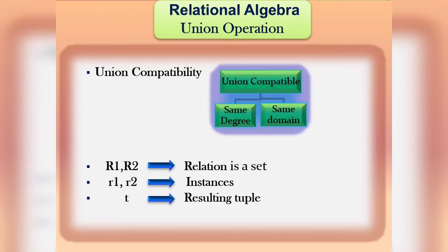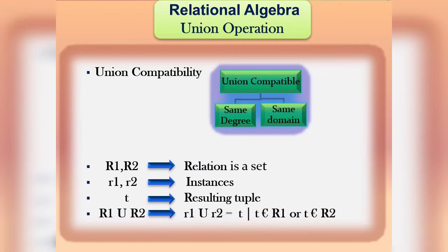For union compatibility to hold, another condition must be satisfied. Say R1 and R2 are two relations, then the ith attribute of relation R1 should have the same domain as the ith attribute of relation R2. R1 union R2 is nothing but the union of instances R1, R2, which results in tuple T, which is a tuple in relation R1 or a tuple in relation R2.